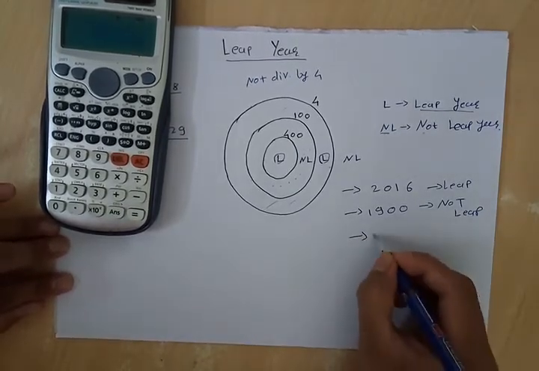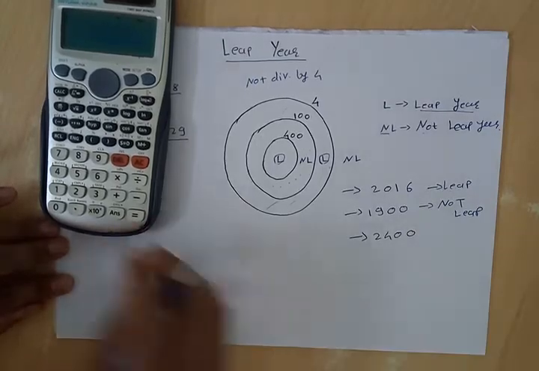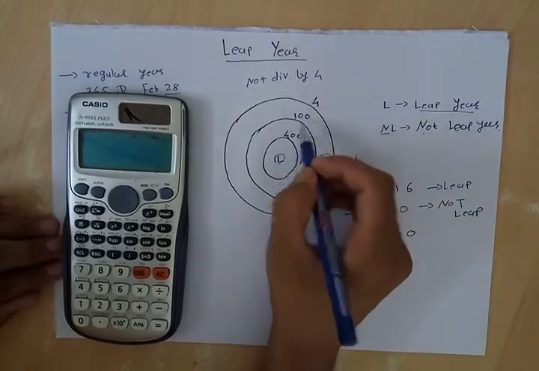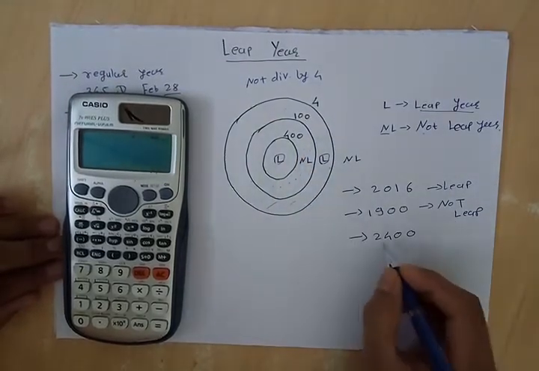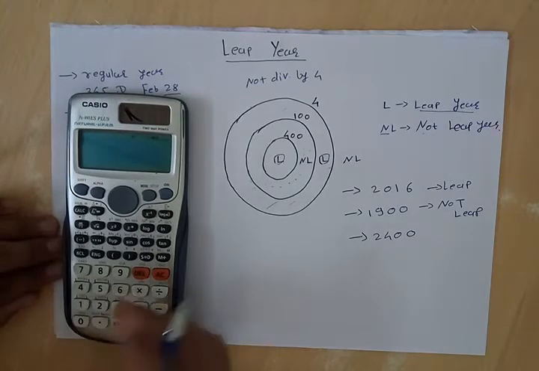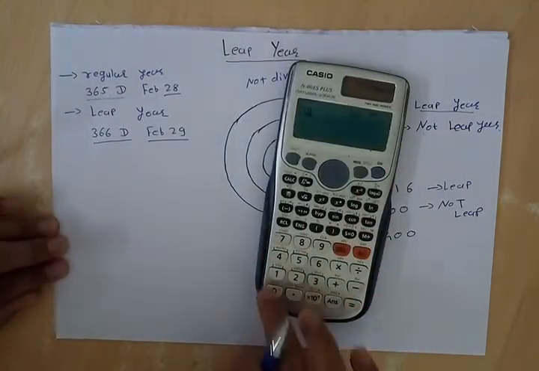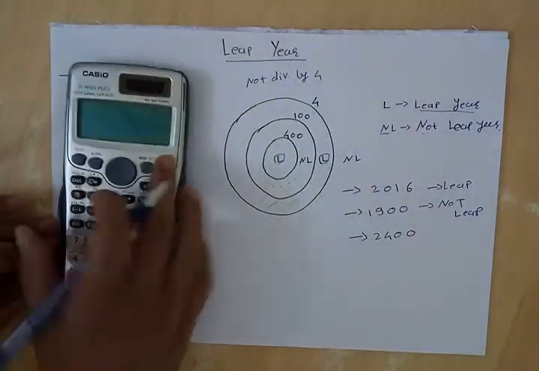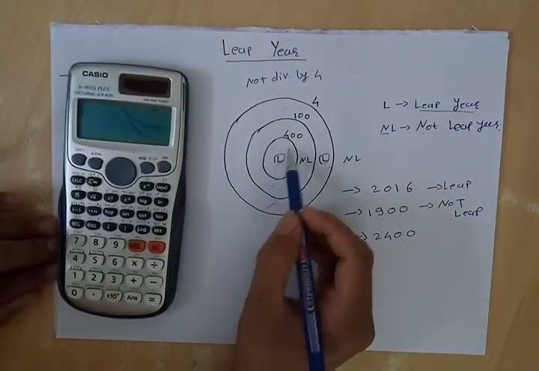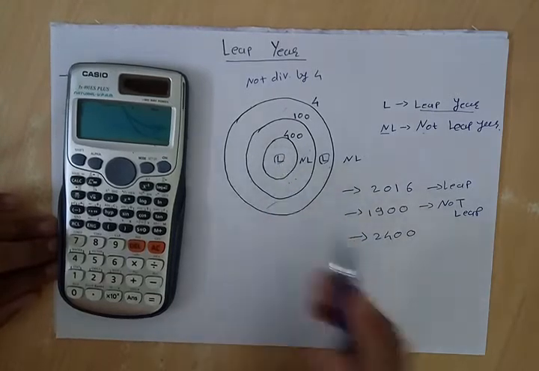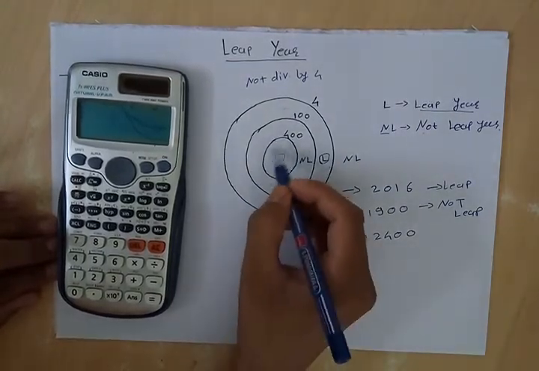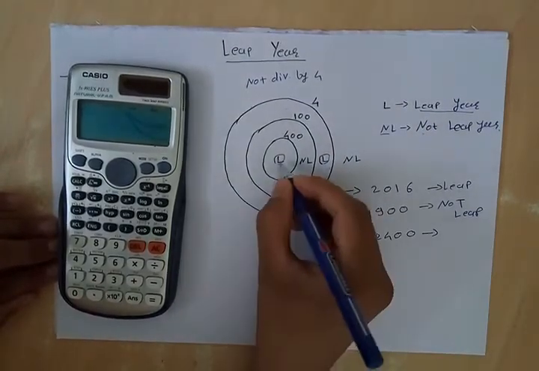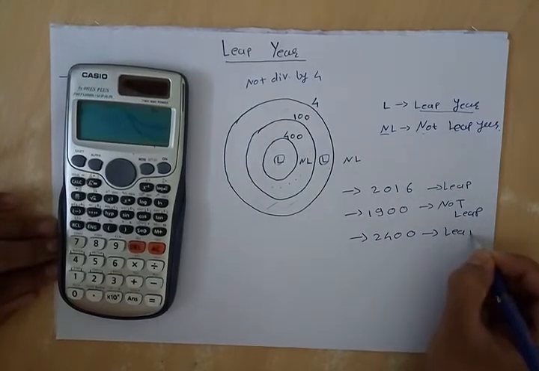Now let me take another example, 2400. Of course this number is divisible by 4 and 100, and we can also divide this number by 400. So 2400 divided by 400: the answer is an integer. So this number falls inside this smaller circle, and from this label we can say it is a leap year.